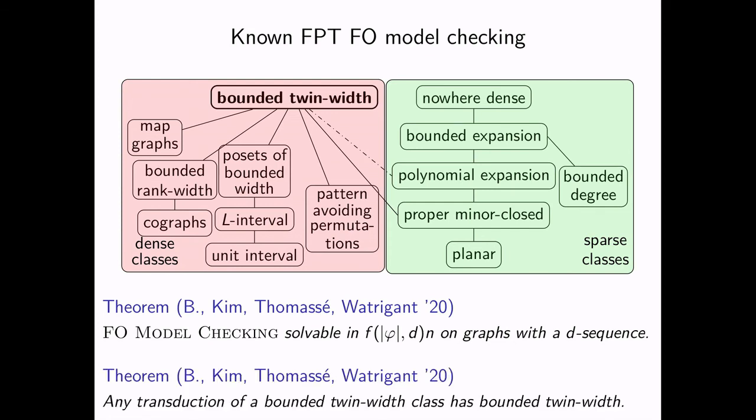And as some kind of byproduct of the algorithm, we get this very robust property that if you take a class with bounded twin-width and you apply any transduction, what you get still has bounded twin-width.